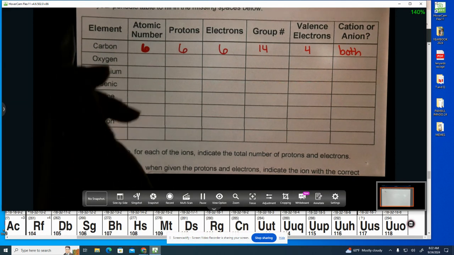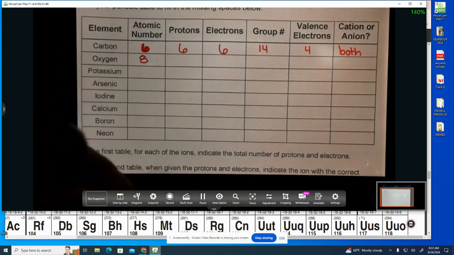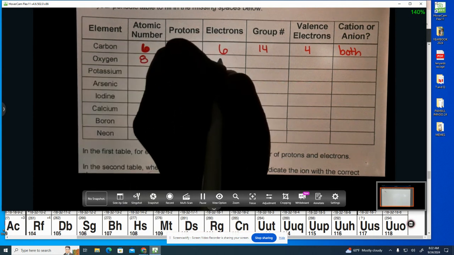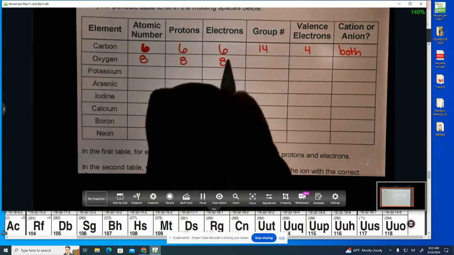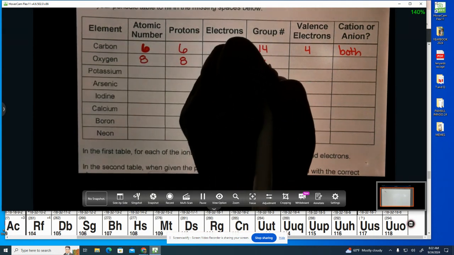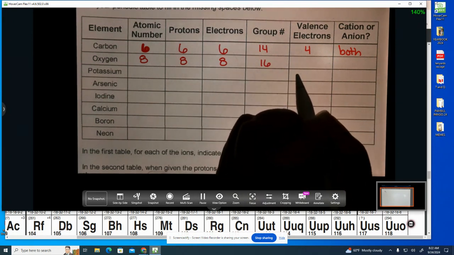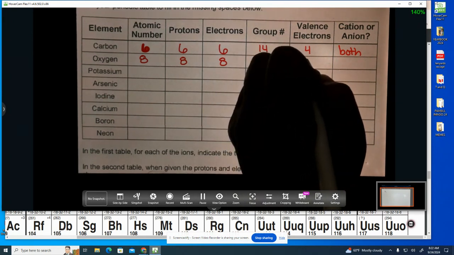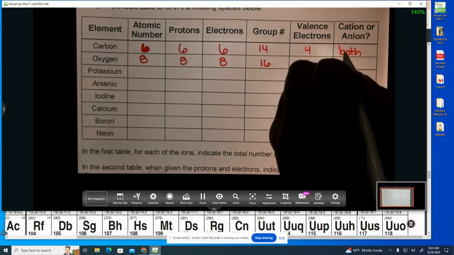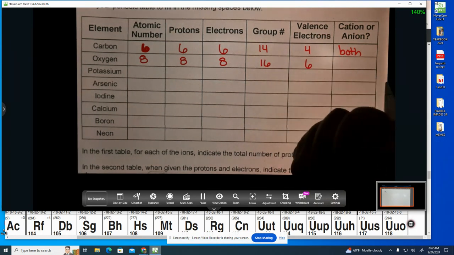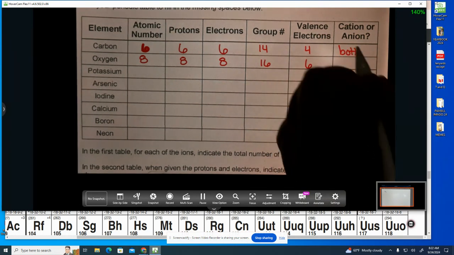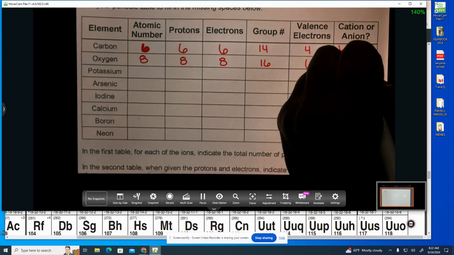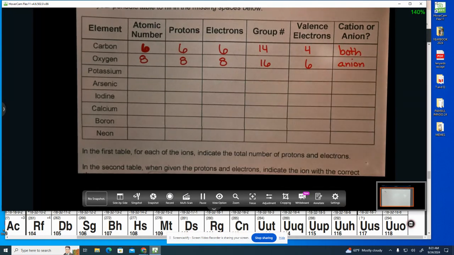All right, oxygen. Atomic number is 8. 8 protons, 8 electrons. What group? Group 16. How many valence electrons does it have? 6. And it's going to form what? An anion or a cation? Anion. Okay, it's going to form a -2 charge.